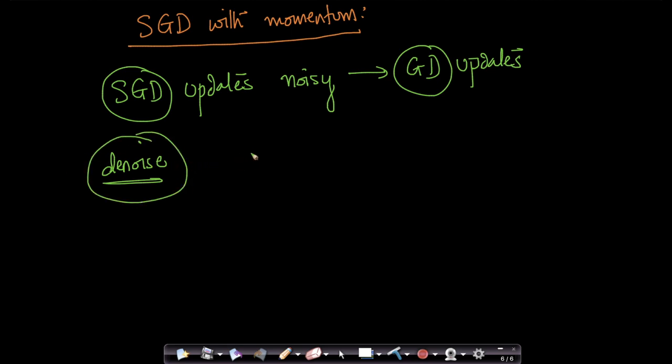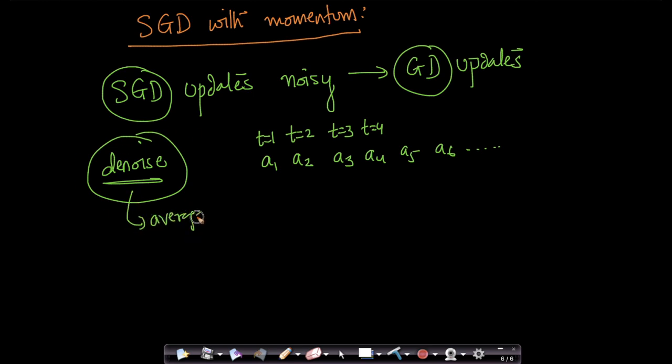Imagine if you give me a bunch of numbers, let's say A1, A2, A3, A4, A5, A6, so on and so forth. Suppose this is a value that I get at time equals to 1. This is a value that I get at time equals to 2, time equals to 3, time equals to 4, so on and so forth. One simple way of denoising is to take averages. Very, very simple concept is to take averages. Right? And the way it works is this.